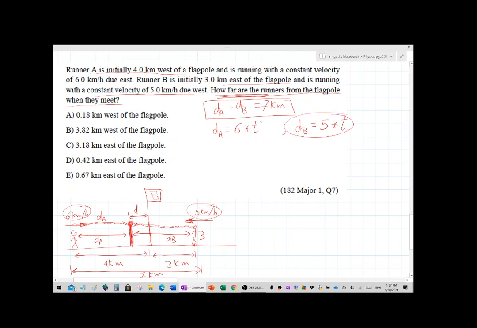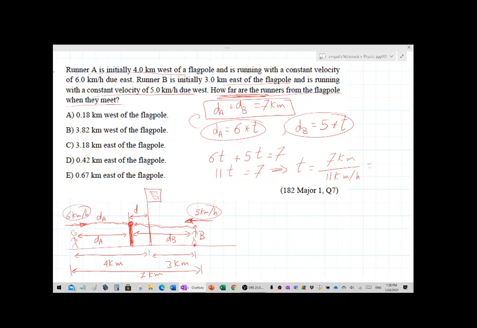Then let me substitute both equations in the first one. So I will say 6t plus 5t equals the 7 kilometers. So 11t equals 7 kilometers. So t equals 7 kilometers divided by 11 kilometer per hour. So the result is 7 over 11 hours.